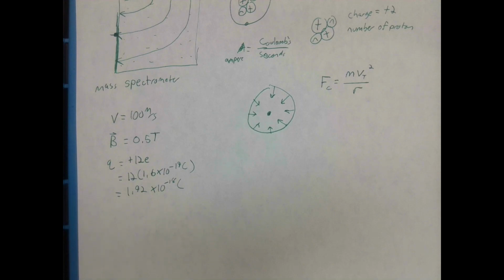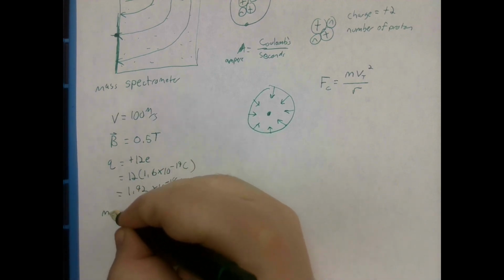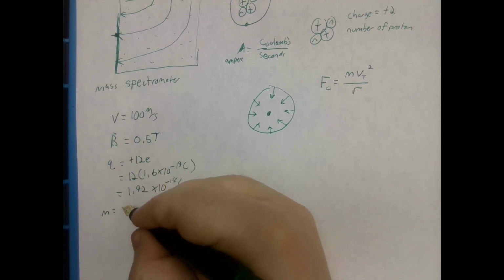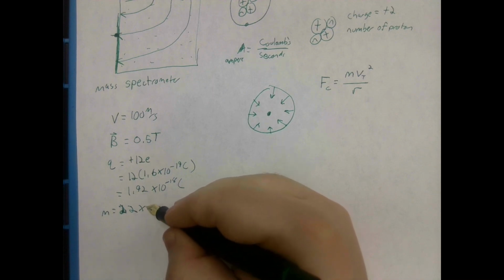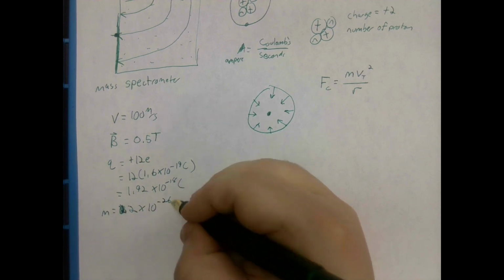And I guess you need to know that, let's see, 12 AMU in kilograms. Let's say that the mass of this particle is, let's just round it up, 2 times 10 to the negative 26 kilograms.